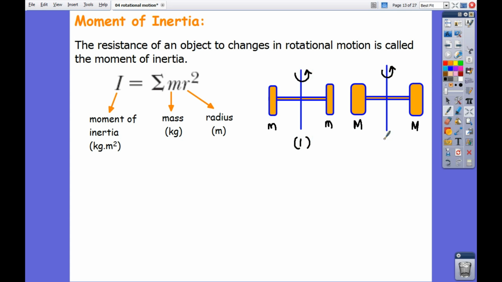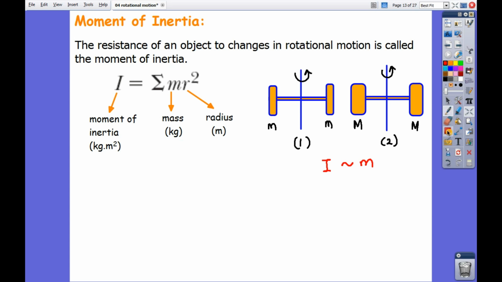Which one is harder to rotate? The light one or the heavier one? Yes, the answer is 2. That means the moment of inertia of an object depends on the mass.